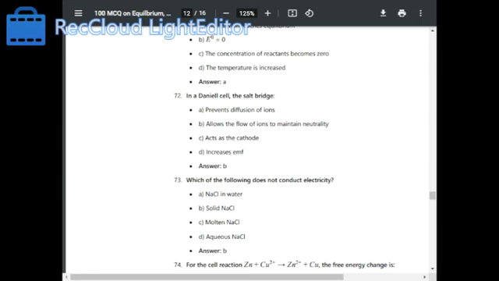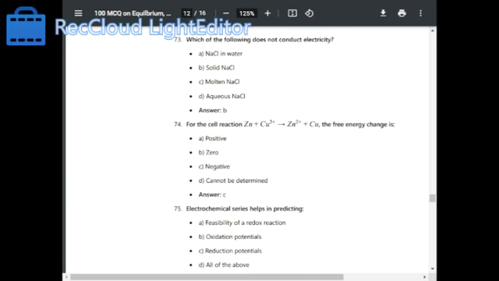Question number 73. Which of the following does not conduct electricity? Option A, NaCl in water; option B, solid NaCl; option C, molten NaCl; option D, aqueous NaCl. All will conduct except solid NaCl. The correct answer is B. Solid NaCl does not conduct electricity.